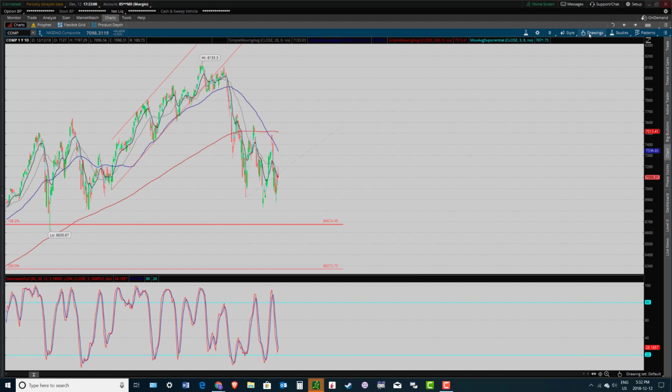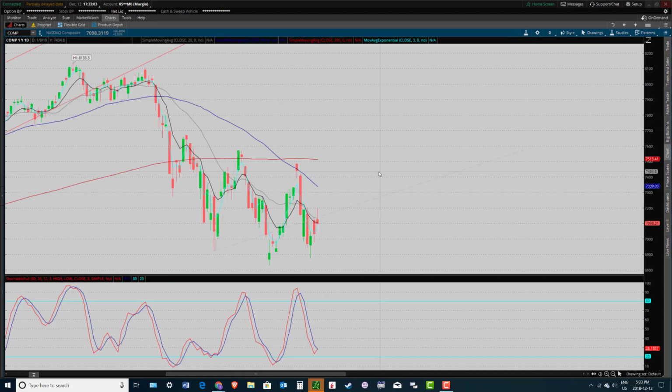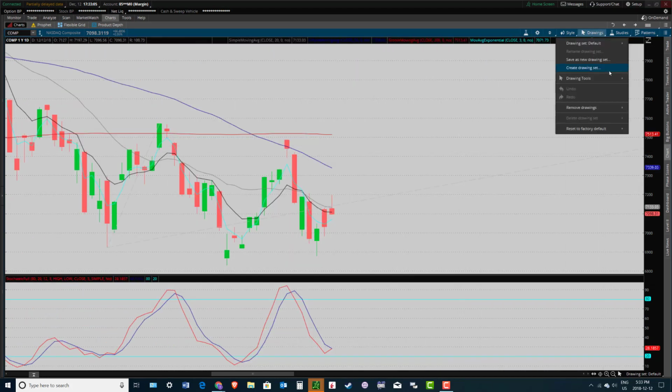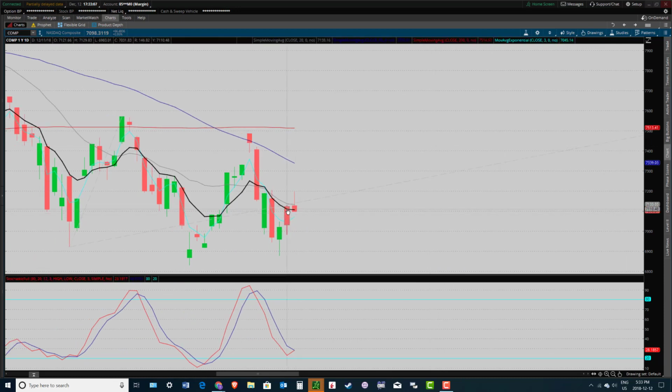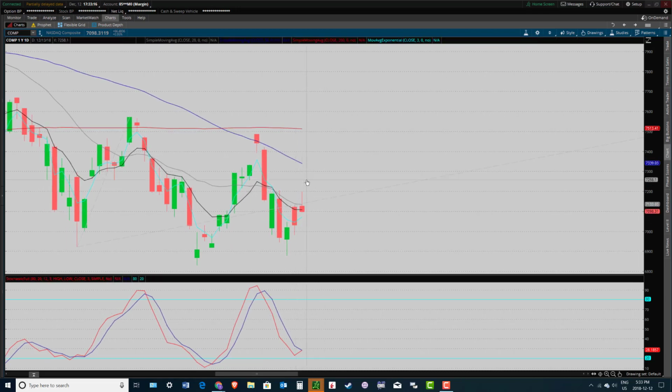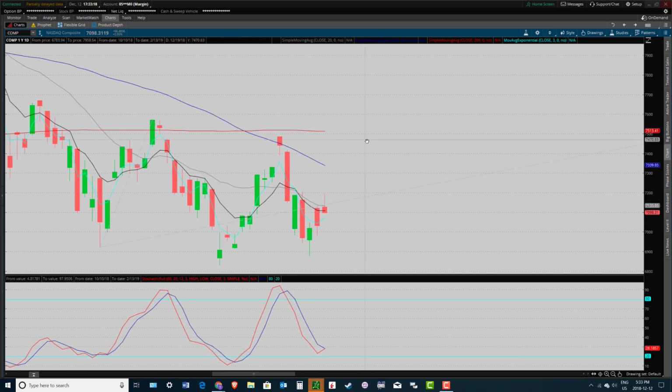NASDAQ composite, also showing the same picture. So we have a bearish hammer sell signal, and it still tries to get above the T line, but you see here on a closing basis, it's still closed below the T line on the NASDAQ. Did a bearish inverted hammer. So implications for that are also further downside.